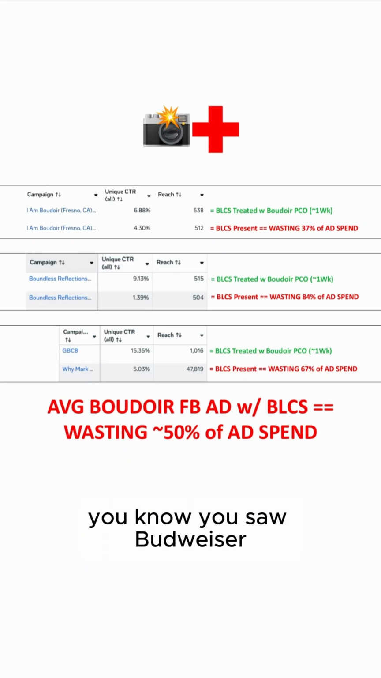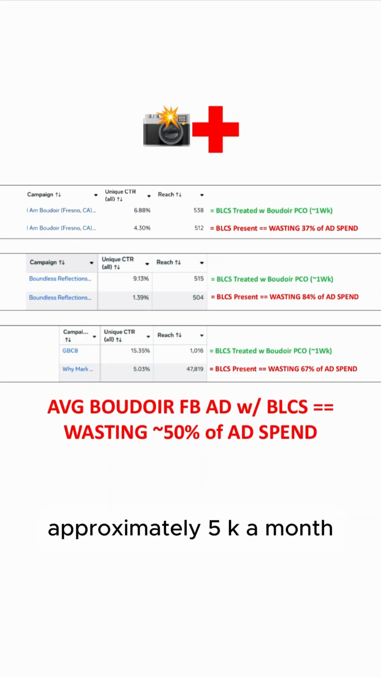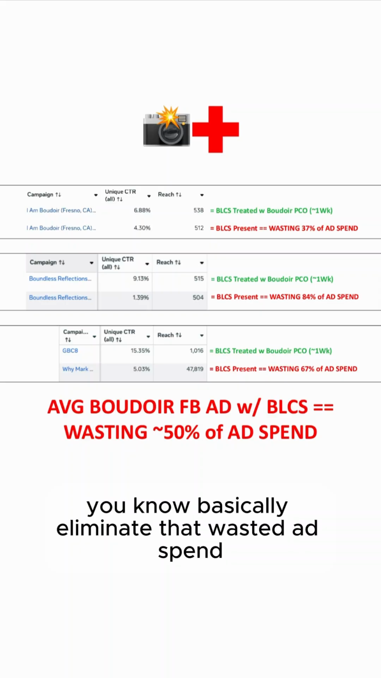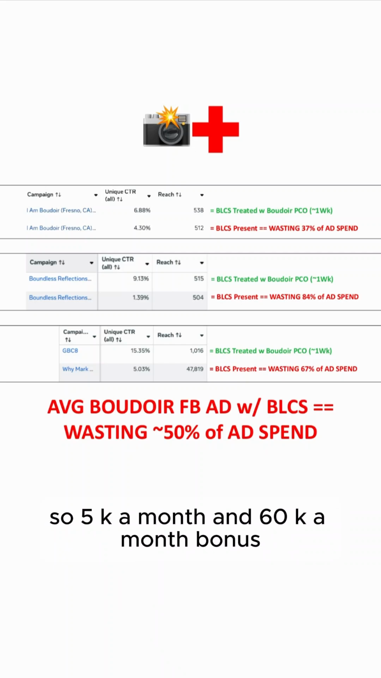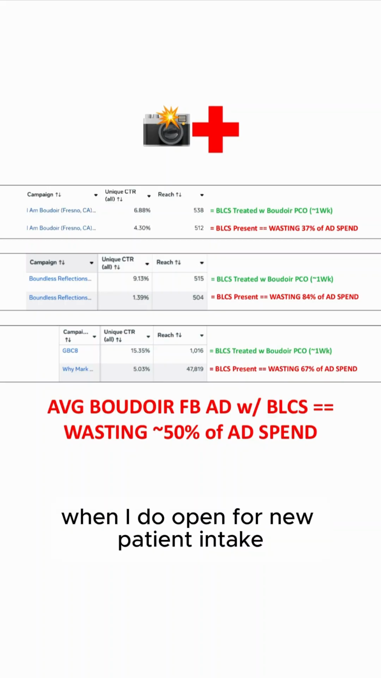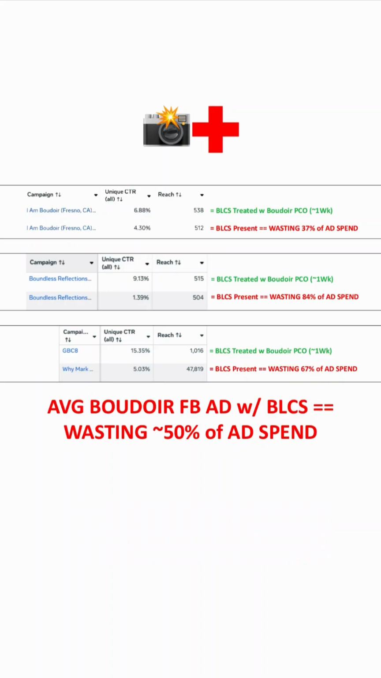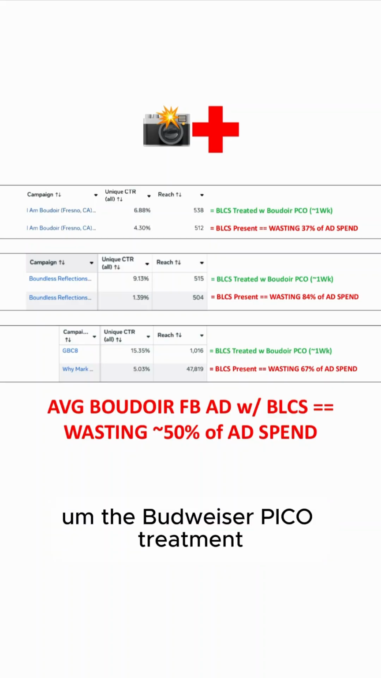If you want this outcome, you saw Boudoir Pico could save, if you're spending 10K, approximately 5K a month. It can basically eliminate that wasted ad spend, and you just pocket that, you don't have to spend it. So 5K a month, 60K after 12 months, bonus. And so if you want that outcome, then yeah, DM me when I do open for new patient intake, and we will see if you qualify for the Boudoir Pico treatment.